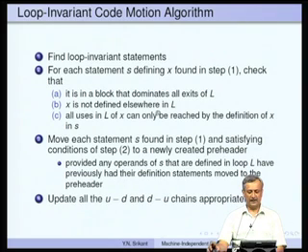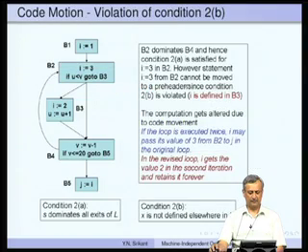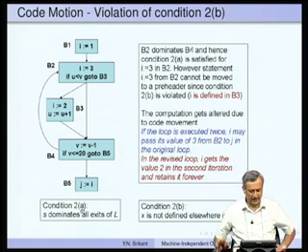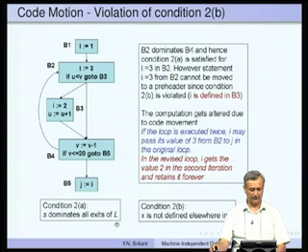X is not defined elsewhere in the loop L. So, let us see what happens here. This flow graph now satisfies condition 2a. What was 2a? S dominates all exits of L. So, again we are looking at B2, not B3, this time. We cannot move I equal to 2. So, we have given up.